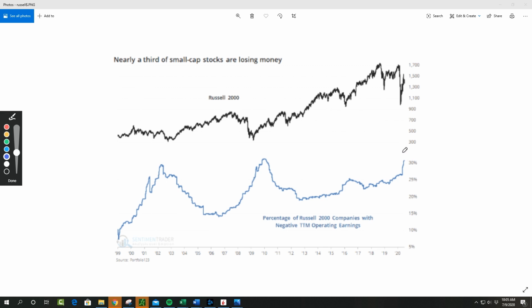it's going to be very hard to continue to see growth or money rotation into the small and the mid caps if they are all, a third of them or more, are losing money. So this is something we're going to pay very close attention to moving forward.